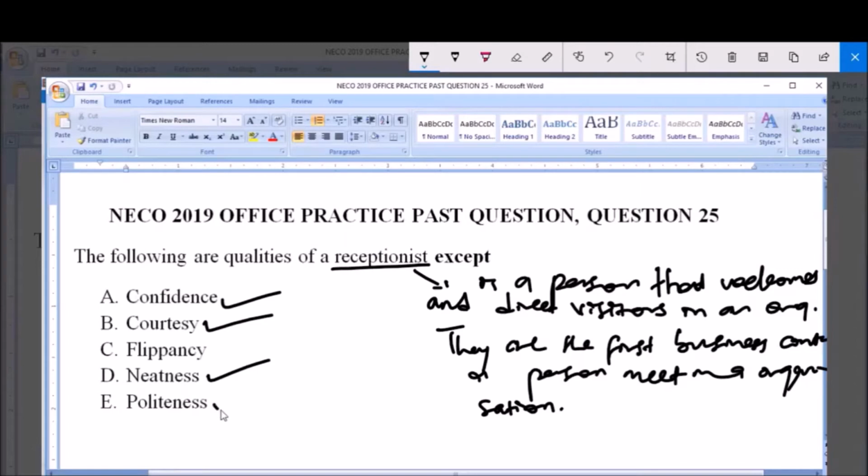Now E says politeness. Yes, politeness is also a quality of a receptionist. A receptionist must be respectful, honest, and truthful at all times.